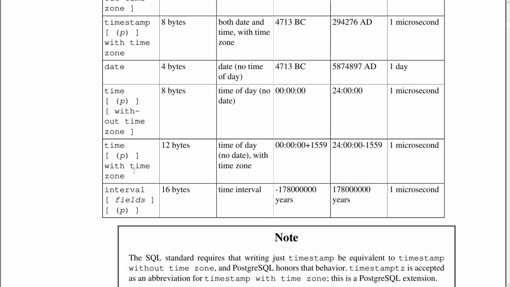Then we have time with time zone, which takes 12 bytes. It contains time of day with time zone, so it would be 00:00:00 and then the time zone information, and the resolution is 1 microsecond. Then we have interval, which takes precision and fields. It is 16 bytes and contains a time interval. Let me read this: the range is minus 178 million years up to 178 million years, and the resolution is 1 microsecond.